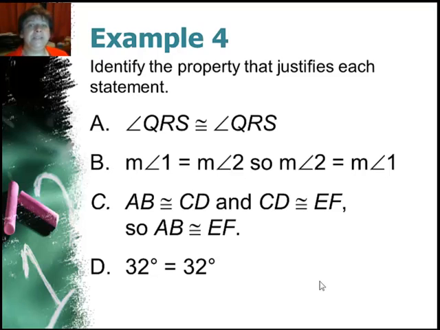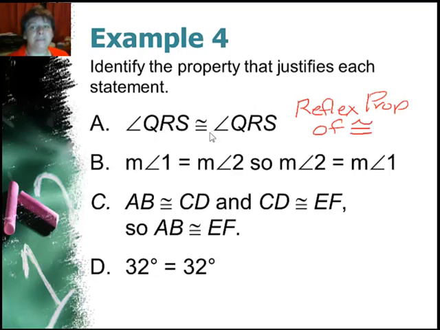Now finally, in example 4, these are 4 statements, and we're going to determine which property we can use to justify each statement. First of all, you can see this congruence right here, so I know I need a congruence property. It's the same thing, so that's the reflexive property of congruence. Here, I have measure of angle 1 equals measure of angle 2, so measure of angle 2 equals measure of angle 1. That's just a switch.